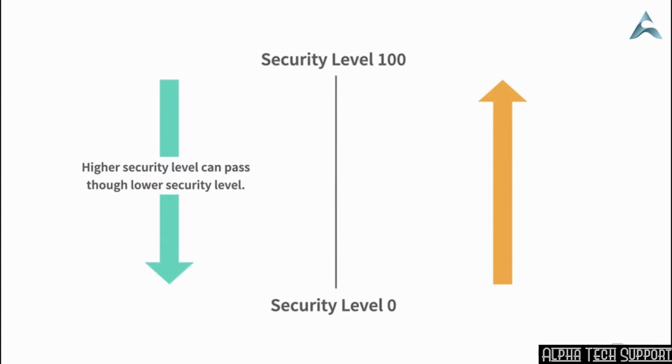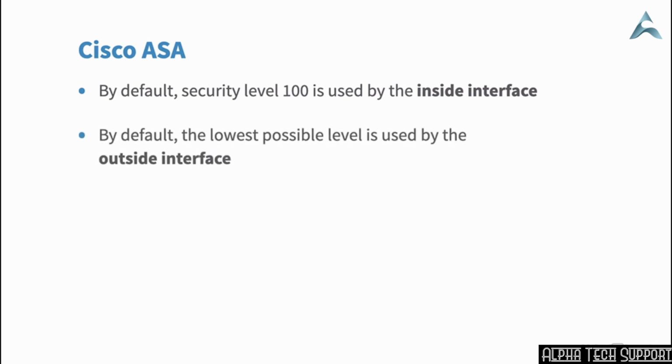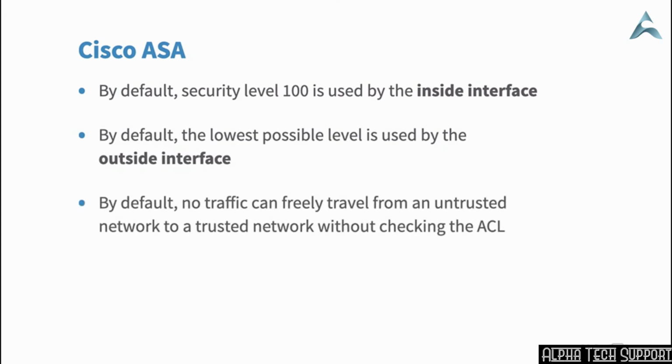Traffic from a higher security level can freely pass through to a lower security level. But if there is any traffic going from a lower to a higher security level, the ASA will automatically block and inspect the traffic using an access control list. Then, if allowed, the traffic will be allowed to pass through the interface. On a Cisco ASA, security level 100 is used by the inside interface by default. The lowest possible level is used by the outside interface by default. And no traffic can freely flow from an untrusted network to a trusted network without checking the access control list.